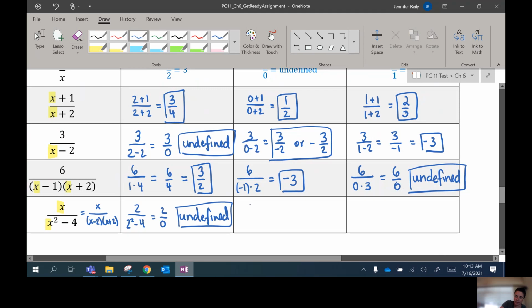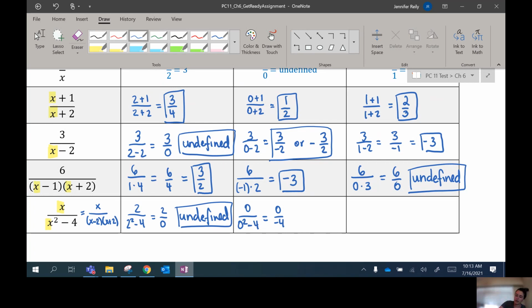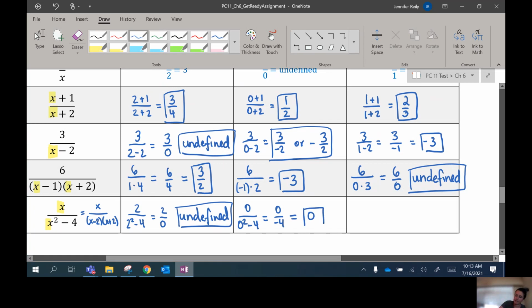Okay, next one at 0, we'll have 0 over 0 squared minus 4. That's 0 divided by -4. That one's not undefined. So you are allowed to have 0 divided by a number. You just can't divide by 0. So this one is just equal to 0. And lastly, we have 1 over 1 squared minus 4. And this is 1 over -3 or -1 over 3. Either way you want to write it.